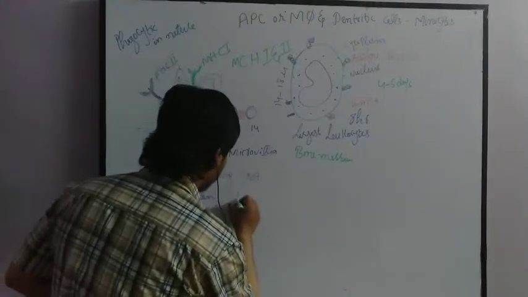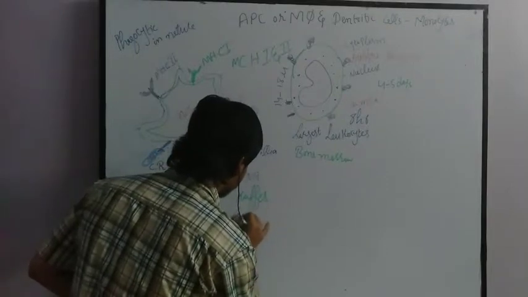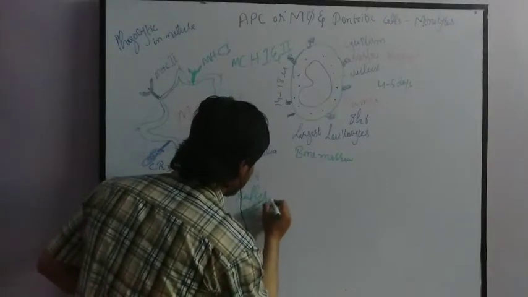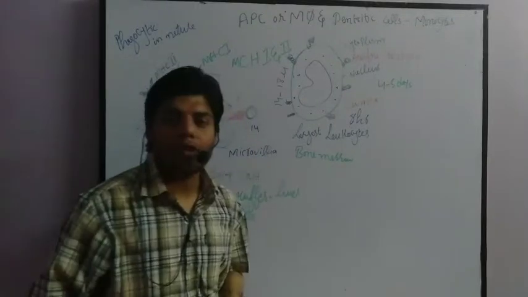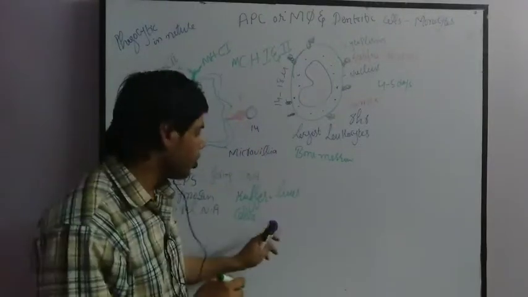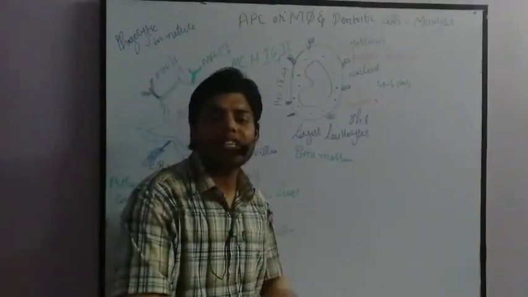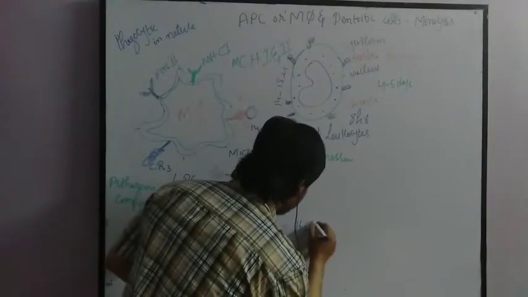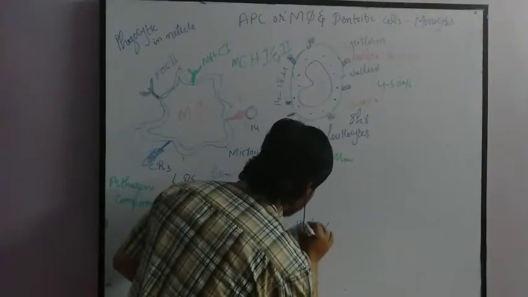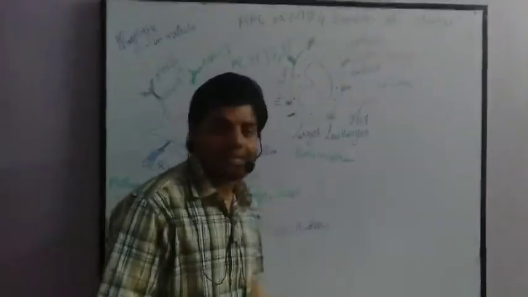We call that Kupffer cells. Kupffer cell is equal to liver. Whenever the macrophages are present inside the liver, we call that Kupffer cell. We also call that mesangial cell whenever they are present at the kidney. Whenever they are present at the kidney area, we call that mesangial cells.